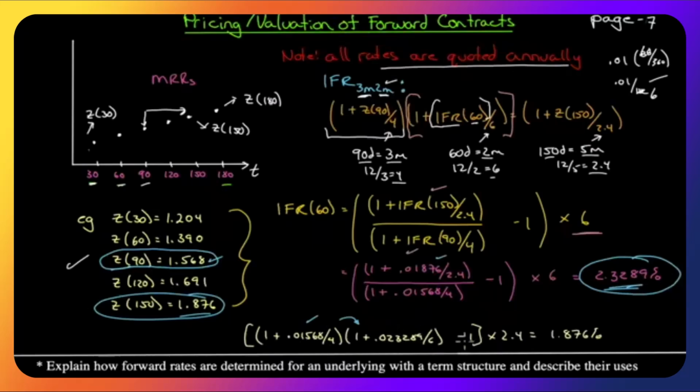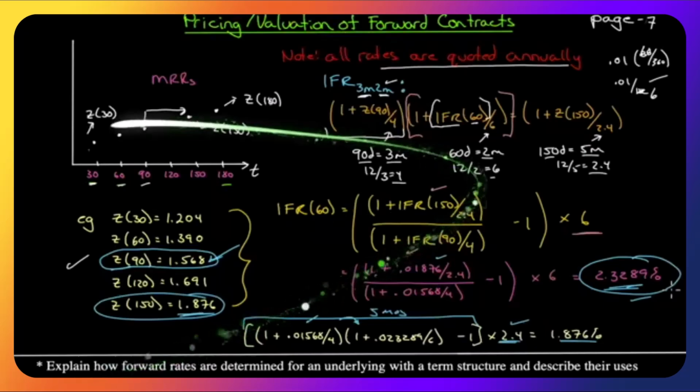You divide that by 6, subtract 1, multiply that by 2.4, and you'll get 1.876. There is 1.876. Why are we multiplying it by 2.4? Because this is the return for 5 months. All rates are quoted annually. So how many times can we get a 5-month return in a year? We can get that 2.4 times. You get to 1.876. It should equal what the 5-month rate is. We would be indifferent between investing for 5 months or investing for 3 months and then rolling it over at this implied forward rate for the next 2 months.